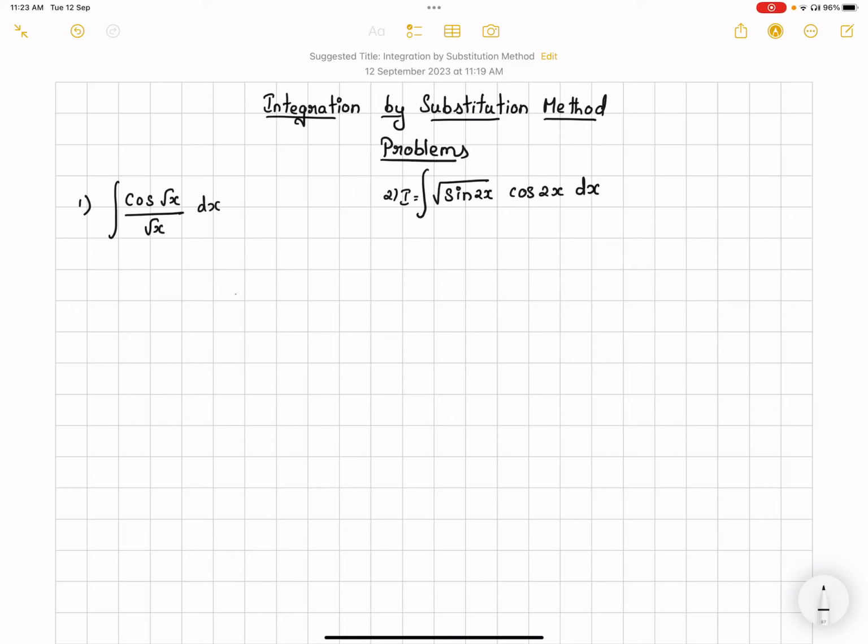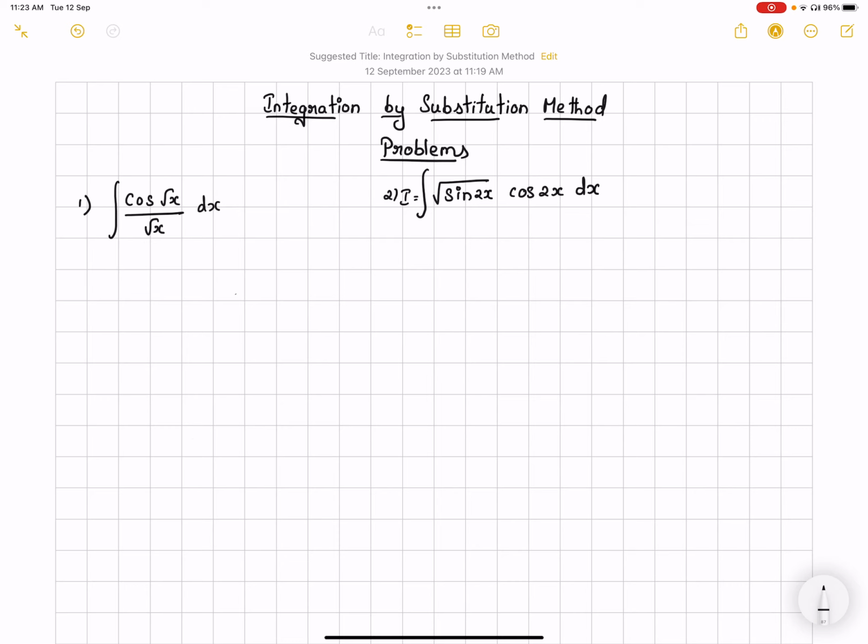Hello everyone. In this video, let's work out the problems based on the substitution method. A few more problems we are going to work out so that you get an idea about how to solve the different types of problems under substitution. Here we have mostly trigonometric functions in the problems we have selected.